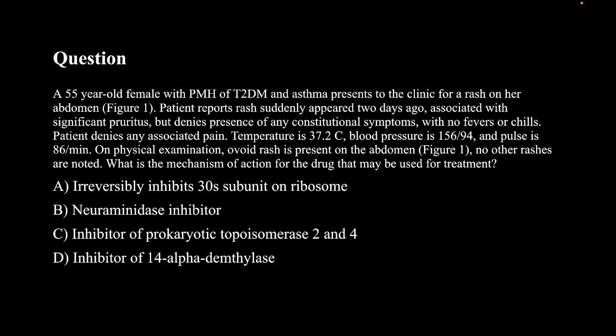So once again, on physical examination, an ovoid rash is present on the abdomen, no other rashes elsewhere on the body are noted. What is the mechanism of action for the drug that may be used for the treatment of this rash? The options are: irreversibly inhibits 30S subunit on the ribosome, neuraminidase inhibitor, inhibitor of prokaryotic topoisomerase 2 and 4, or inhibitor of 14-alpha demethylase. If you need more time, go ahead and pause the question here.